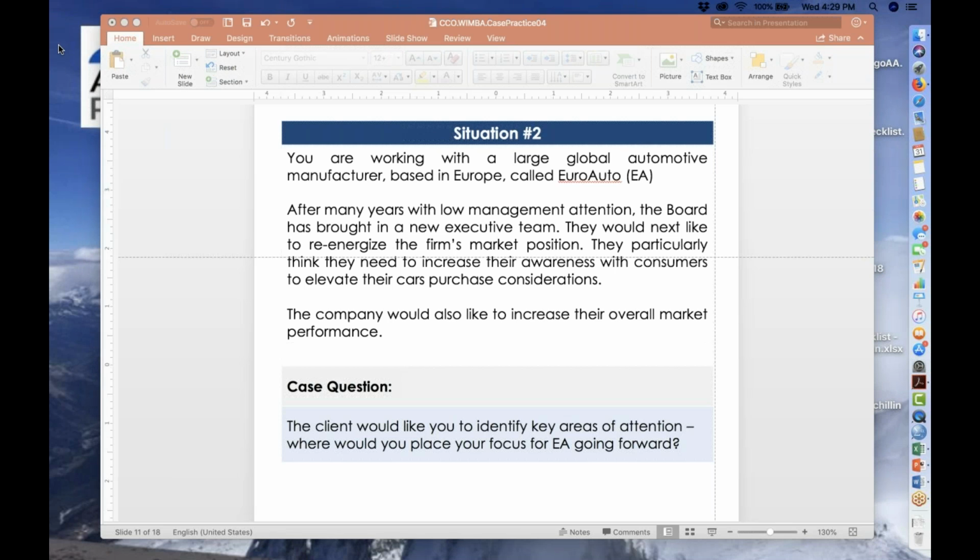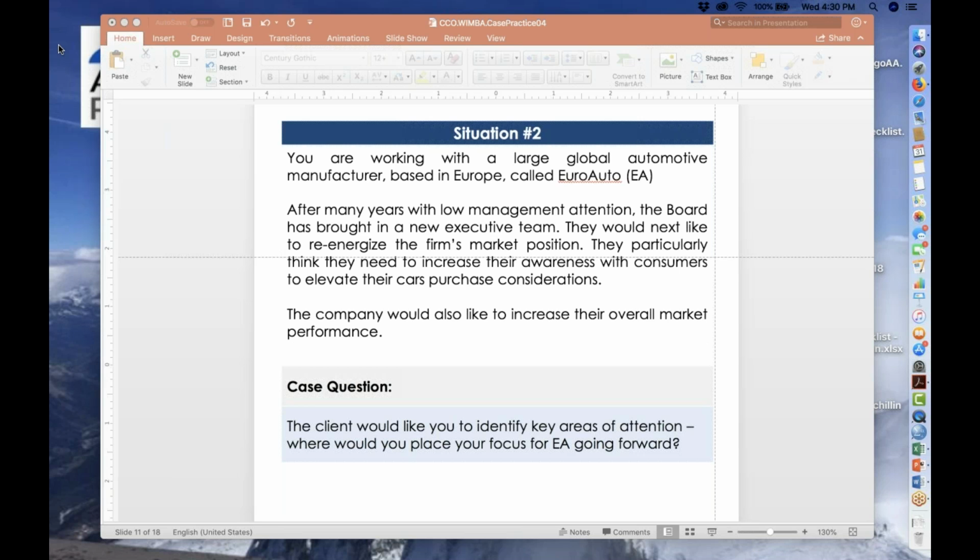So in this situation, we are working with a large global automotive manufacturer who is based in Europe. It's a company we'll call Euro Auto. And they've gone through a period of business decline. The management maybe wasn't as focused as they need to be. And as a result, the board of directors replaced the management team and has brought in a bunch of new executives.